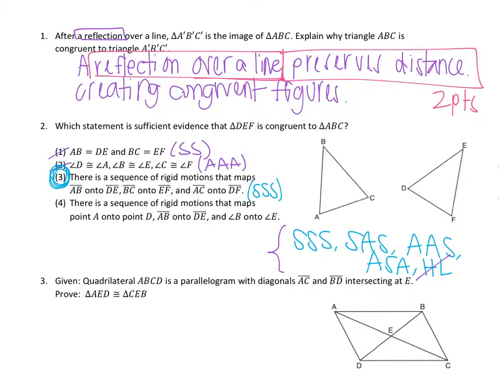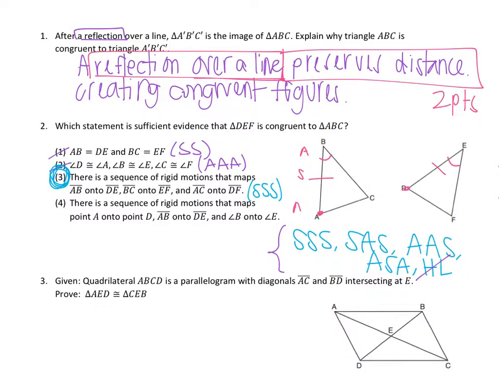Because if you worked from the bottom up, you might have chosen choice 4. It says that point A is mapped onto point D. So I'm just going to put my point A, point D. AB, the whole segment, is mapped onto DE, the whole segment. And the whole angle B is mapped onto the whole angle E. Now you might be thinking that this is ASA. However, they said nothing about the actual angle A.